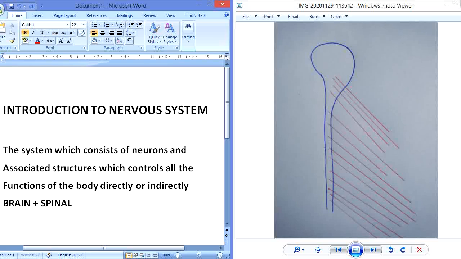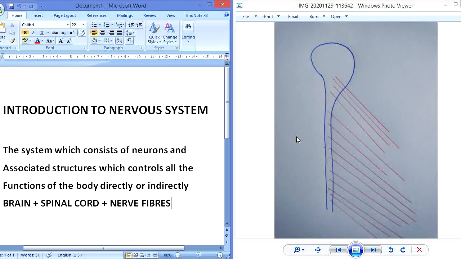plus spinal cord plus nerve fibers is known as nervous system. The combination of brain, spinal cord and nerve fiber is known as a nervous system. The brain, spinal cord and nerve fiber combinedly control all the functions of the body, either directly or indirectly.